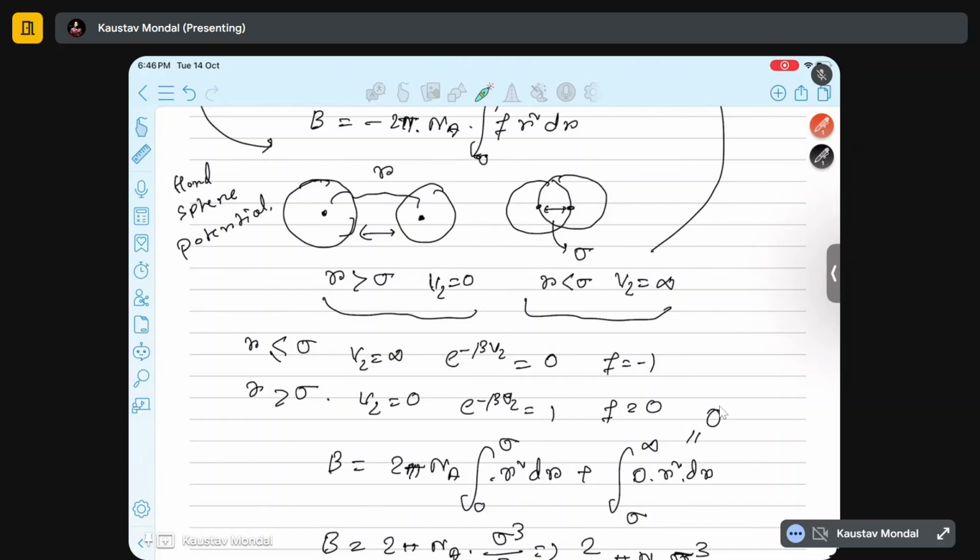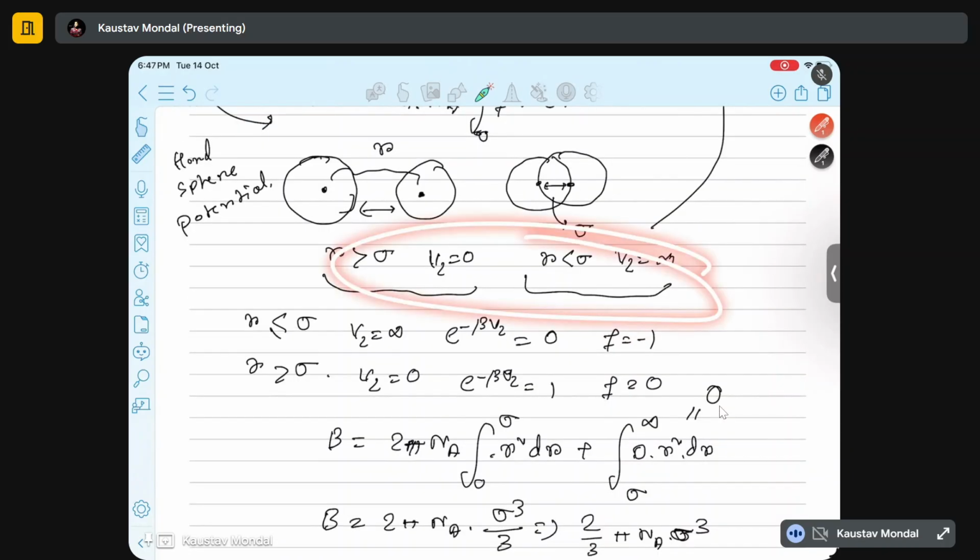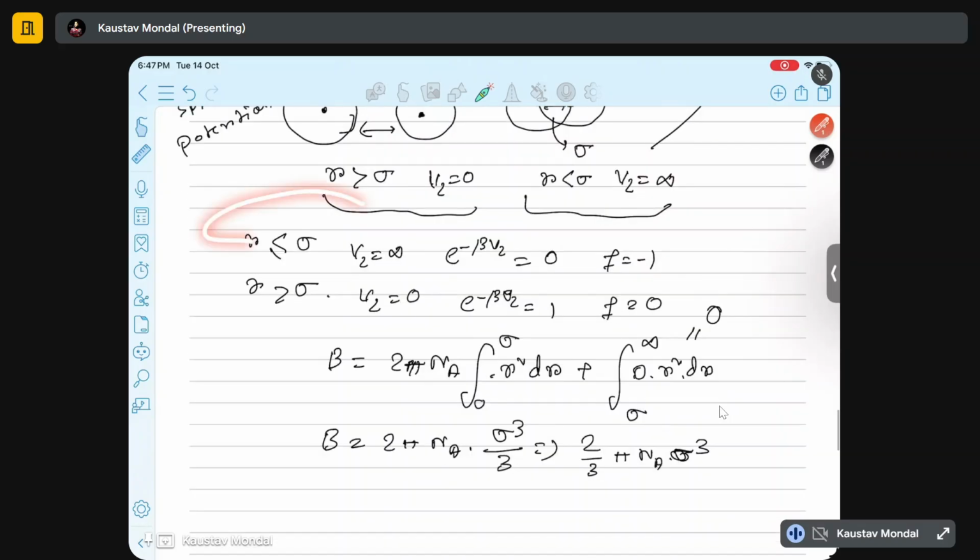Now when the particle overlap distance is less than sigma, their radius, in that case the potential becomes infinite. That ensures that they cannot overlap beyond their centers. So this is a step function for a potential. What we did is substitute for two different distances, greater than and less than or equal to sigma, and we got the values of this Mayer function. For r less than or equal to sigma we get f equal to -1, and for r greater than sigma we got f equal to 0.